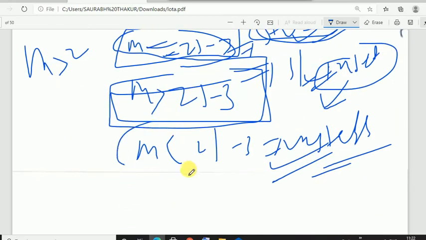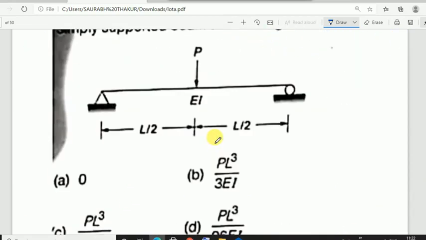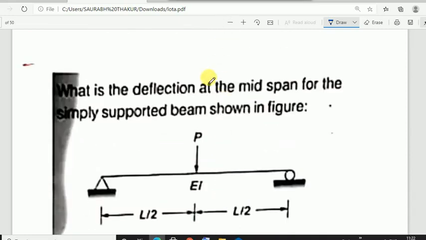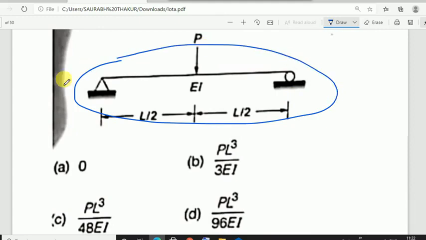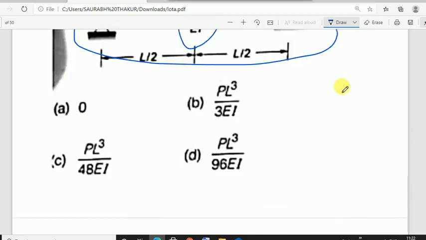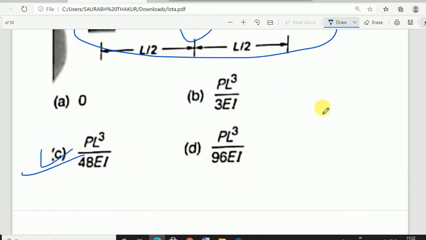When it would be less than, then it would be unstable. Okay, what is the deflection of the midspan? Again, you just have to use the formula PL cube upon 48EI. Simply supported beam is given having load at the center. Your correct answer will be PL cube upon 48EI.